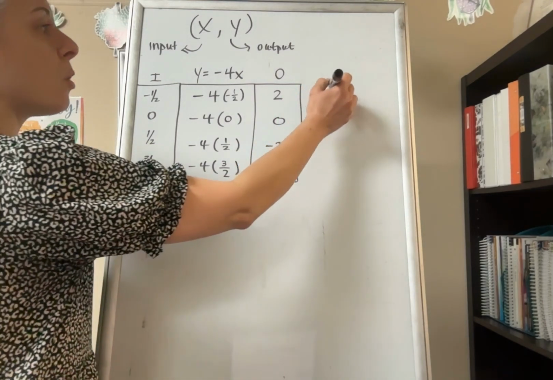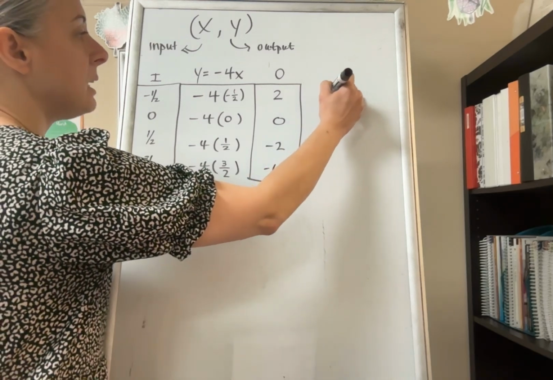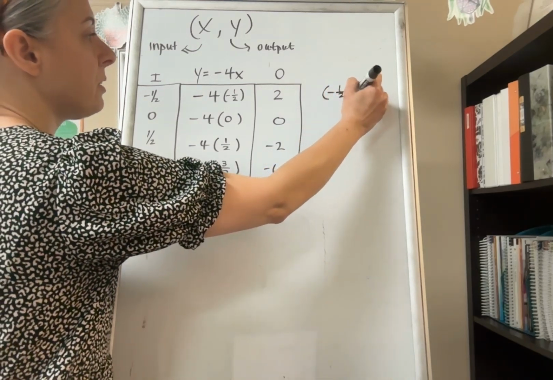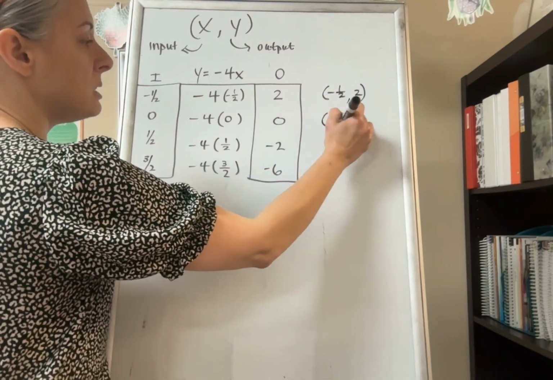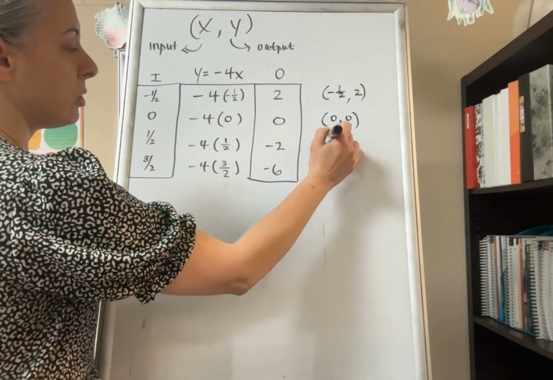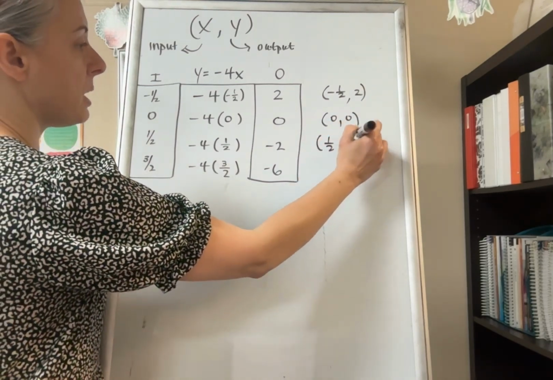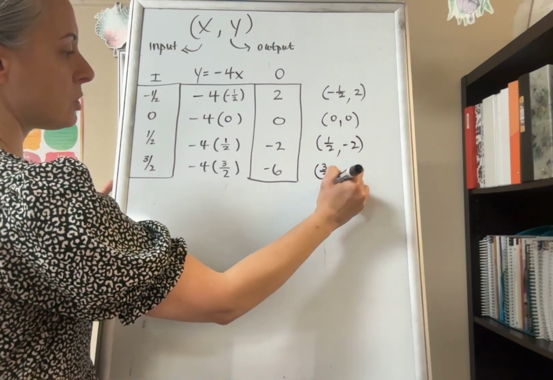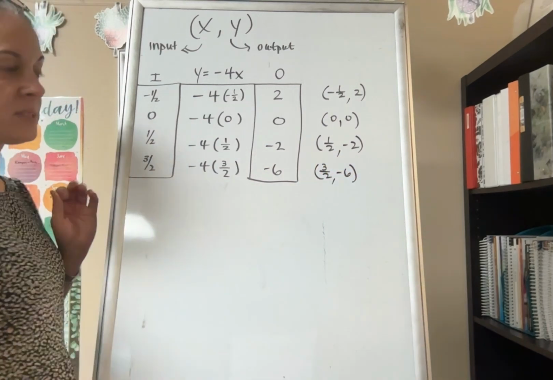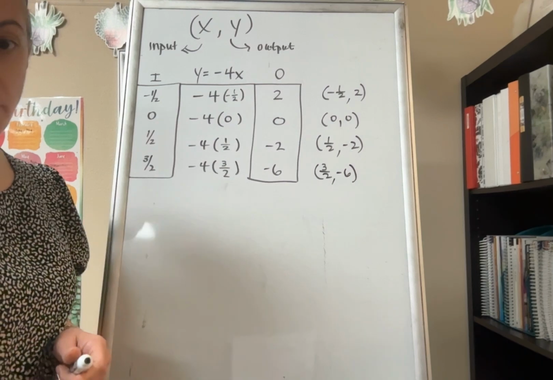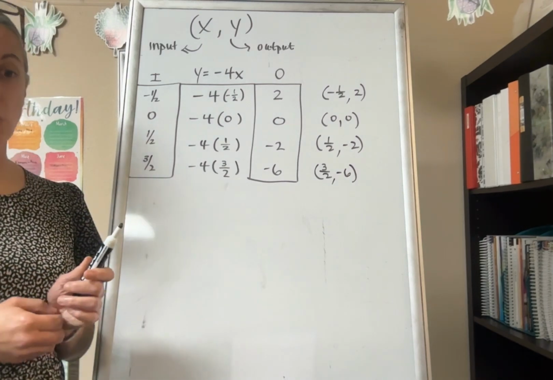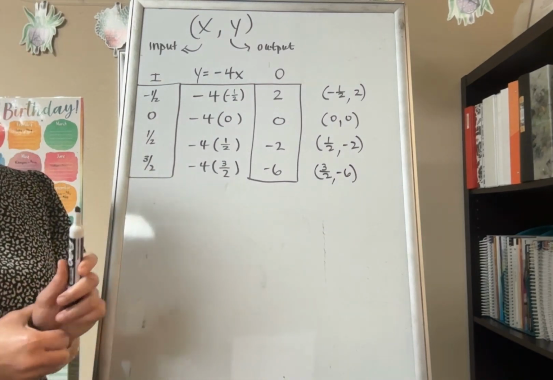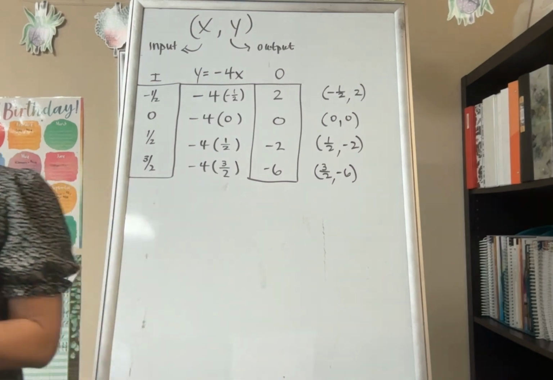So now let's make ordered pairs with that. -1/2, 2; 0, 0; 1/2, -2; and then 3/2, -6. So we've made our ordered pairs, and now they want us to graph and label each point. Okay?